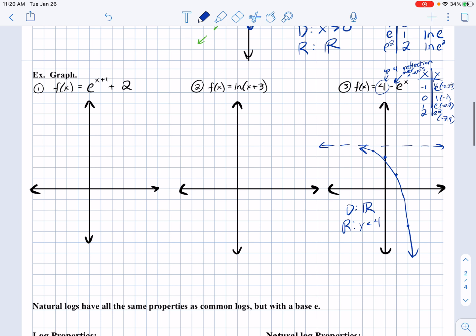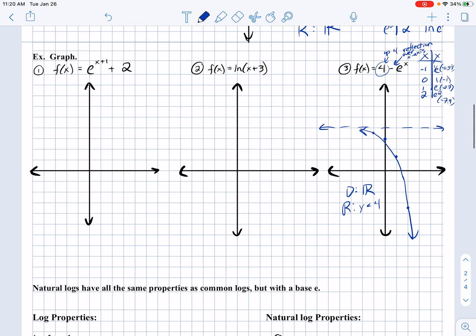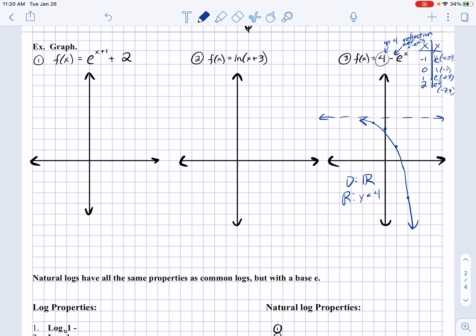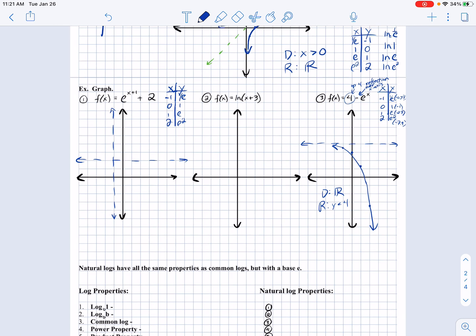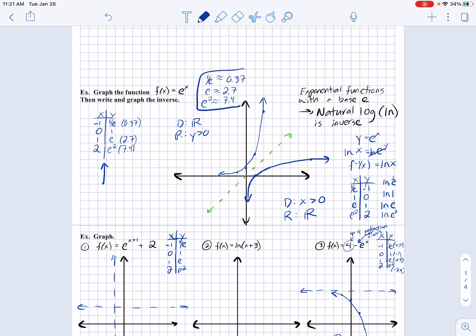Okay. Try 1 and 2 on your own. Those both have translations. So 1 and 2, they're both shifted left, right, up, or down. Don't forget to move your axes. And then go ahead and graph. Okay, for 1, that's a shift left 1 and up 2. And then you just have your parent function base. So you were just taking this table of values with negative 1, 0, 1, and 2 and plugging those in to get 1 over e, 1, e, and e squared. Don't forget you have all those values up here if you need to copy them down.